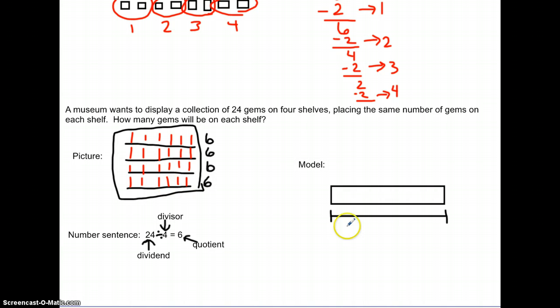So there's my picture. If I were to do a model like we did last week, here is my total of 24 gems. And I'm splitting those into 4 shelves. So remember our picture model, our rectangular model we did last week? There's my total. And here are my 4 shelves. So now I just need to figure out how many go in each shelf. I could do the same thing as I did over here. Okay, I can count to 24, and after I'm done, I find out 6 plus 6 plus 6 plus 6 is 24. Or I could work backwards, repeated subtraction, 24 minus 6, minus 6, minus 6, minus 6, okay?